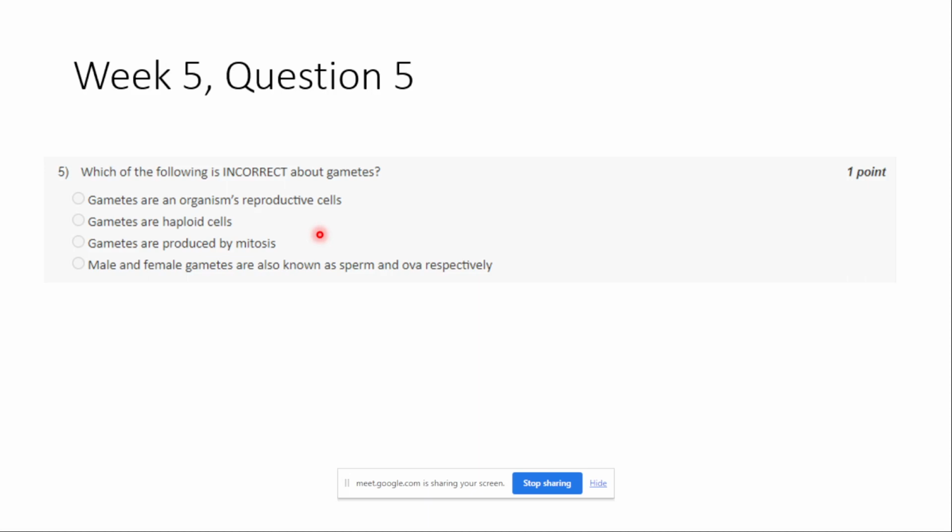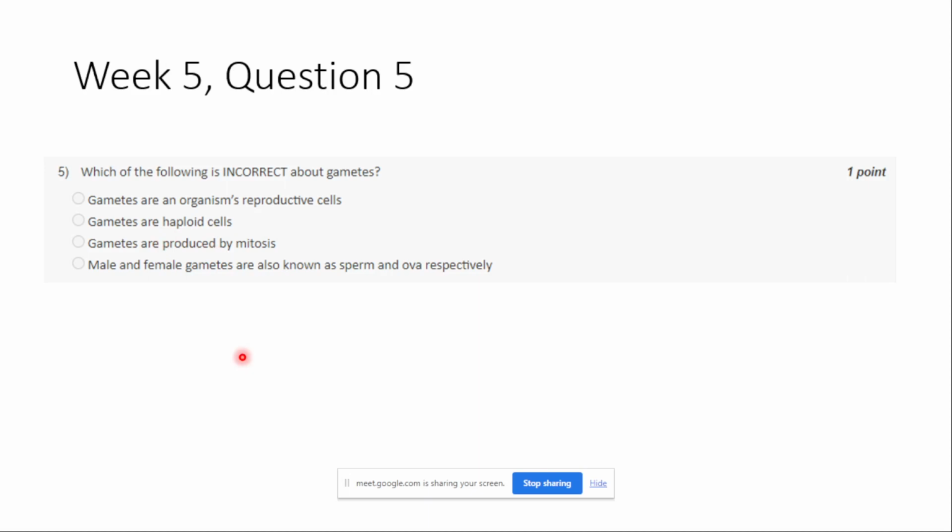Is it true or false? Gametes are the organism's reproductive cells. It's true, right? Yes, it is true, because they are not telling that all of the organism's reproductive cells are gametes. The statement is not stating that. They are saying that gametes are organism's reproductive cells. It is true. And what about the second option?